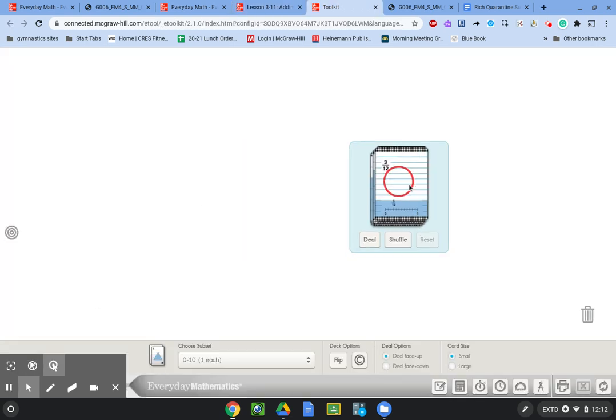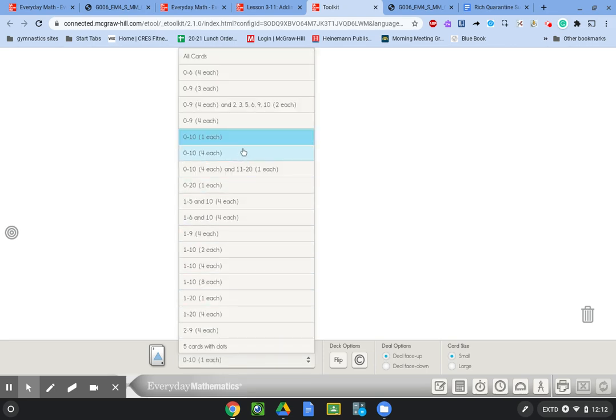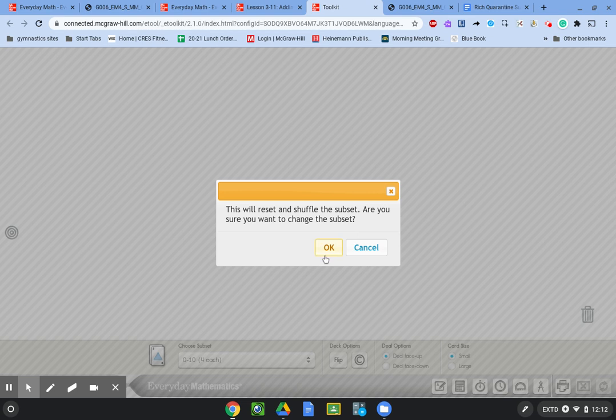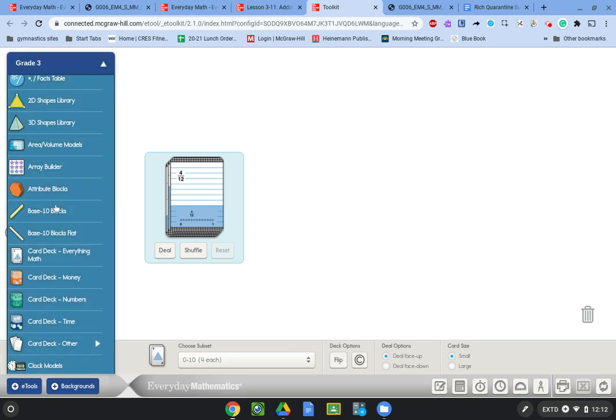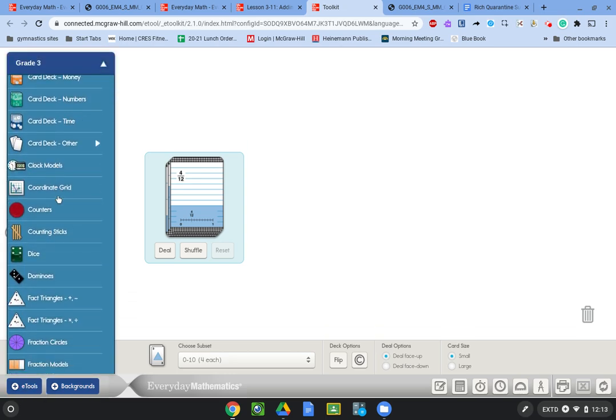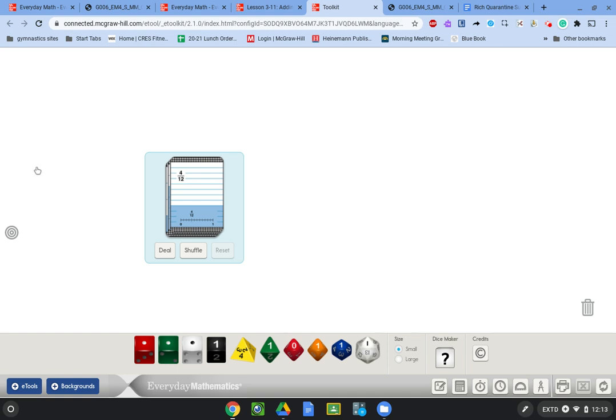And I just found out I was wrong. That's not the deck we need, so I'm going to put those in the trash. We need 0 to 10, 4 of each. So choose 0 to 10, 4 of each. Yes, that's okay. And then if you drag it up, now we've got only 0 through 10. 0, 1, 2, 3, 4, 5, 6, 7, 8, 9, 10. And there's going to be 4 10s, 4 9s, 4 8s, 4 zeros. You get the idea. And now we also need another tool. We need some dice. So I'm going to click on dice.